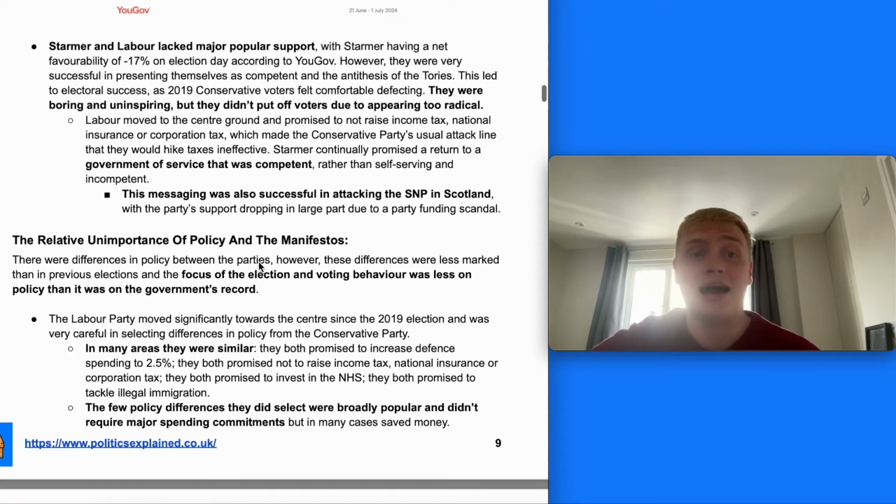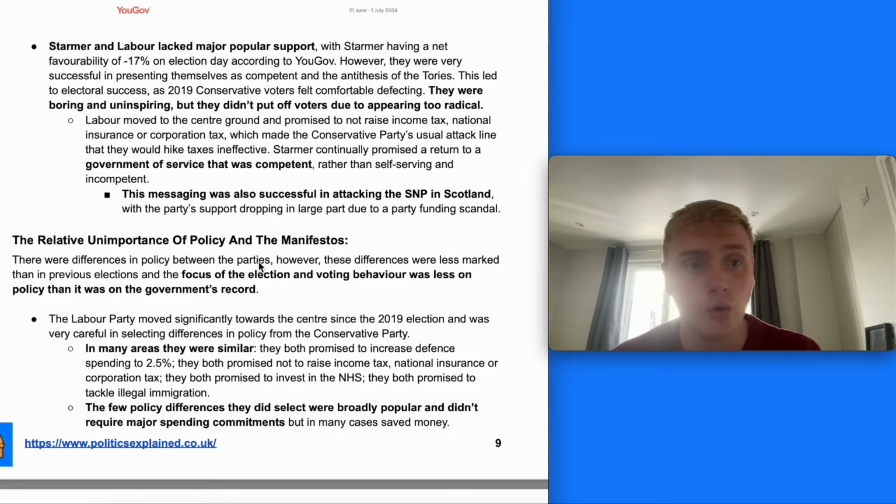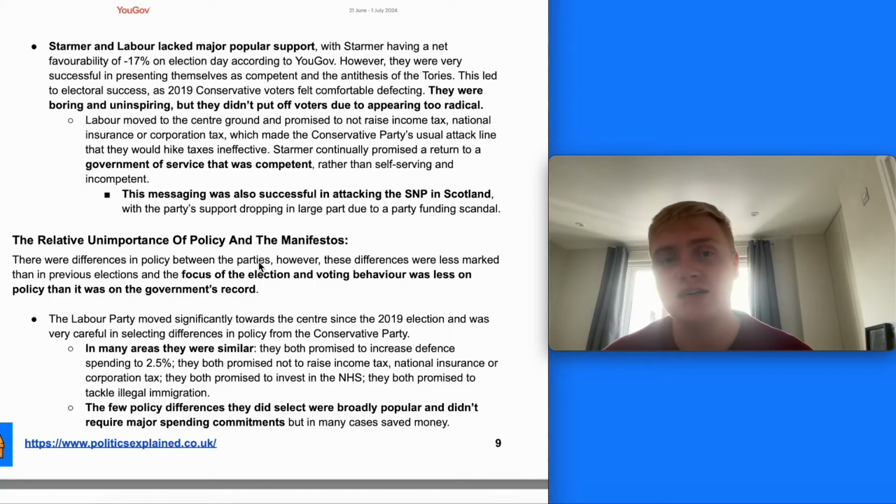Starmer and Labour also lacked major popular support. Starmer had a net favourability of minus 17% on election day. However, they were very successful in presenting themselves as competent and the antithesis of the Tories. So they tried to present themselves as trustworthy and as economically competent. And this led to electoral success, as 2019 Conservative voters, or enough of them, felt comfortable enough defecting to Labour, which a lot of these voters would never have felt comfortable doing with Jeremy Corbyn.